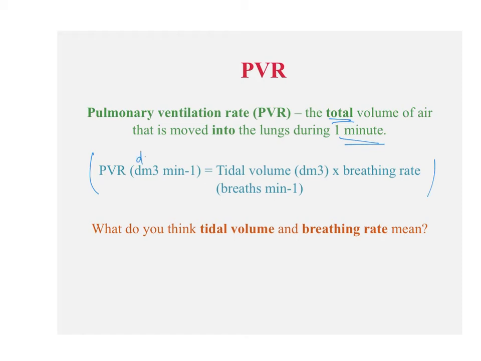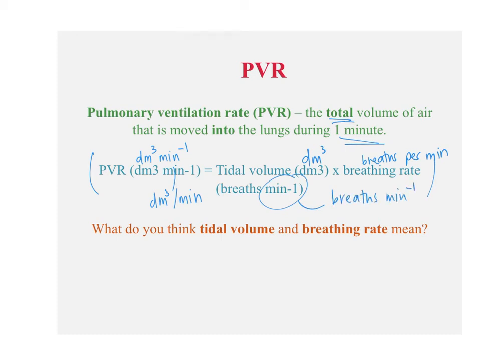So PVR in dm cubed per minute, which can also be written as dm cubed per min, is calculated by multiplying the tidal volume in dm cubed, which we spoke about at the beginning of the lesson, and breathing rate in breaths per minute. That can be written again as breaths to the -1. So can we think about what tidal volume and breathing rate mean scientifically? Hopefully you can, because we've done tidal volume, and breathing rate is quite self-explanatory.